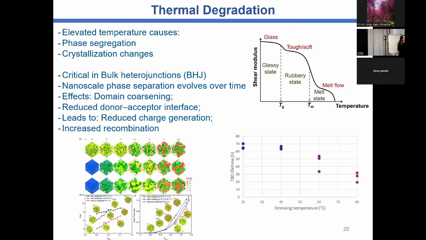The nanoscale phase separation over time is a concern around the domains: the reduced interface between donor and acceptor, and consequently a reduction in the charge dissociation, and also increased recombination because of the morphological changes coming from the thermal stress.